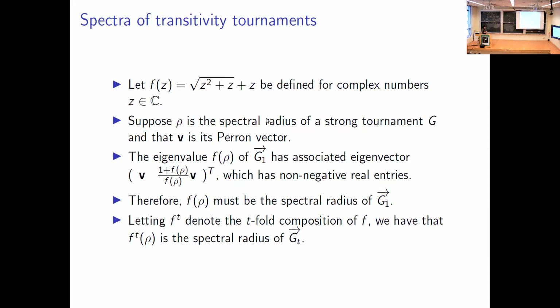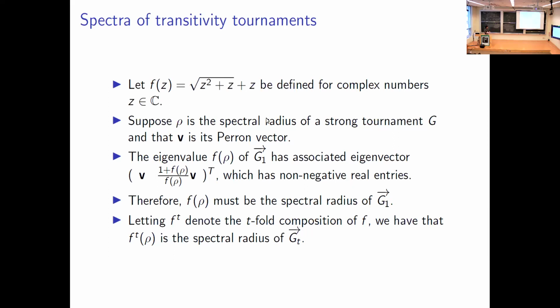And so given the earlier characterization of the spectra of transitivity tournaments in terms of that of the base, we're interested in this function f defined for complex numbers. So if rho is the spectral radius of your tournament G, then f of rho has to be an eigenvalue of the first transitivity tournament it generates. And if v is the Perron vector for G, then this expression in terms of v and f of rho is an eigenvector associated to f of rho. But because it also has to have non-negative entries, this f of rho is indeed the spectral radius of the first transitivity tournament.